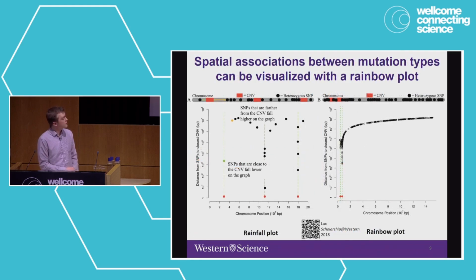You can also demonstrate this with a rainfall plot, or rainbow plot, by comparing different types of mutations. These red dots here would correspond to CNVs, for example, where we can then measure the distance between an SNV and its next nearest CNV, with predictions of spatial associations made by looking at those dips in the plotting on a rainbow plot.